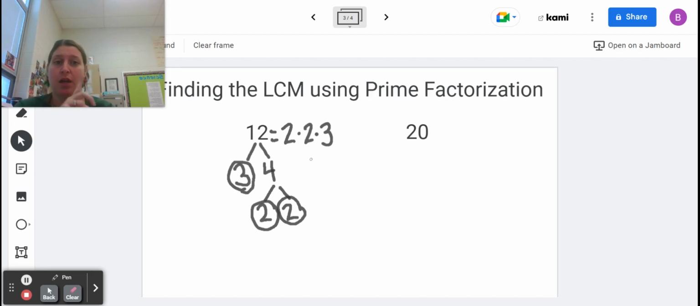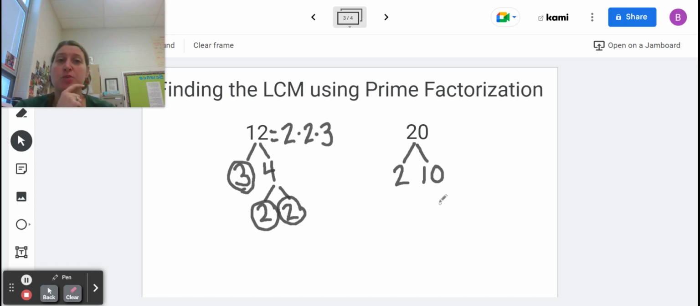for 20. What are two numbers I can multiply together to get to 20? It ends in 0, so I know I can multiply 10 times something to get there. Or you could also pick 4 times 5. Either one will work. You will get the same answer. So I'm going to start with 2 times 10. So I'm going to make my branches. 2 times 10 will give me 20.